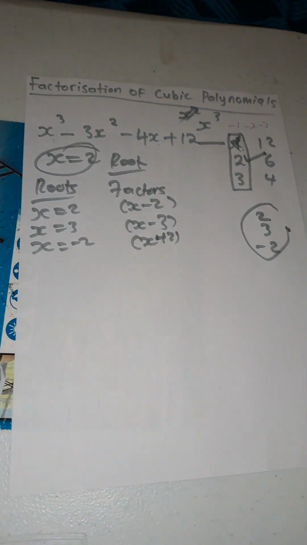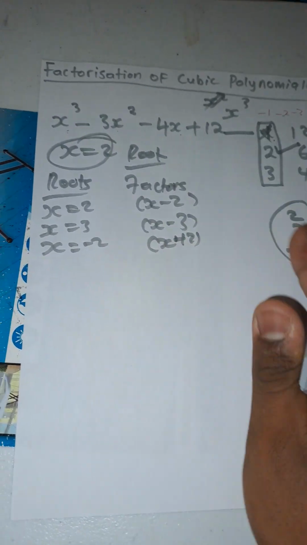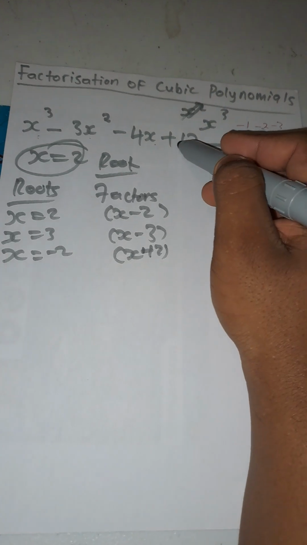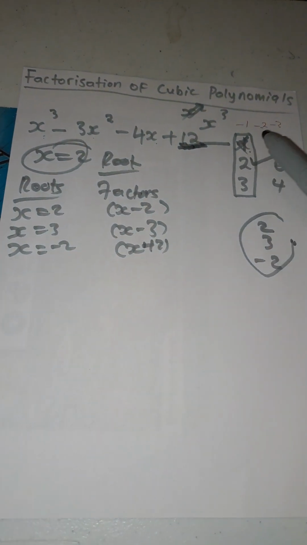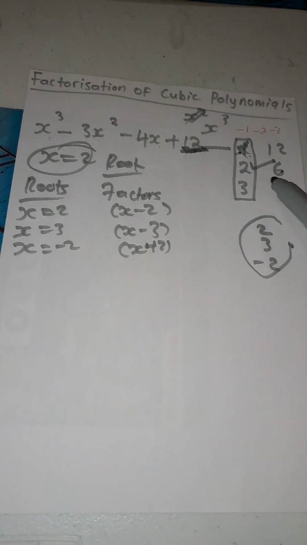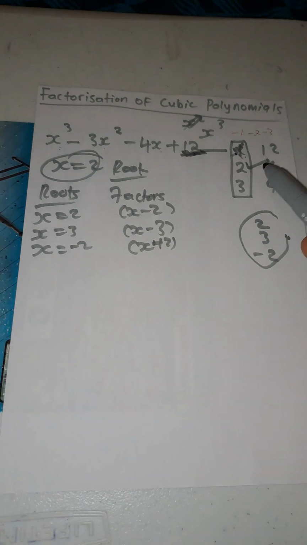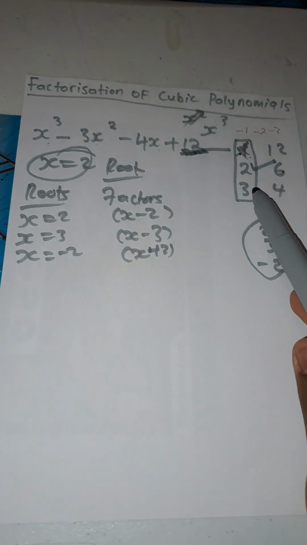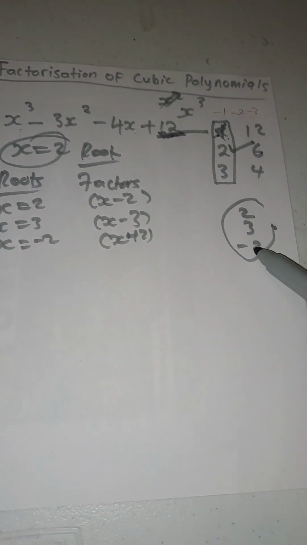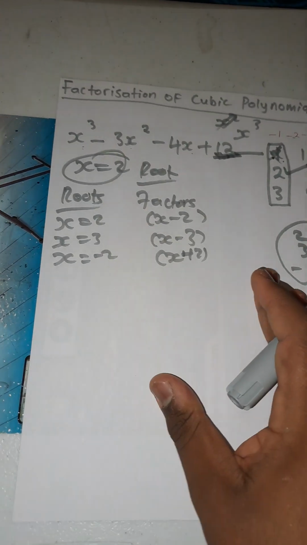So what do you have to know about this? If you are given a cubic polynomial and they say factorize it, start by finding the factors of the last term. I have 12 there. I got the factors of 12: 1 and 12, 2 and 6, 3 and 4. I used 1, it gave me 6, so it is not giving me 0. I tried 2, it gave me 0, so I'm going to use 2. When I tried 3, it gave me 0. When I tried minus 2, it gave me 0. If these ones fail, you can use the negative values, okay?